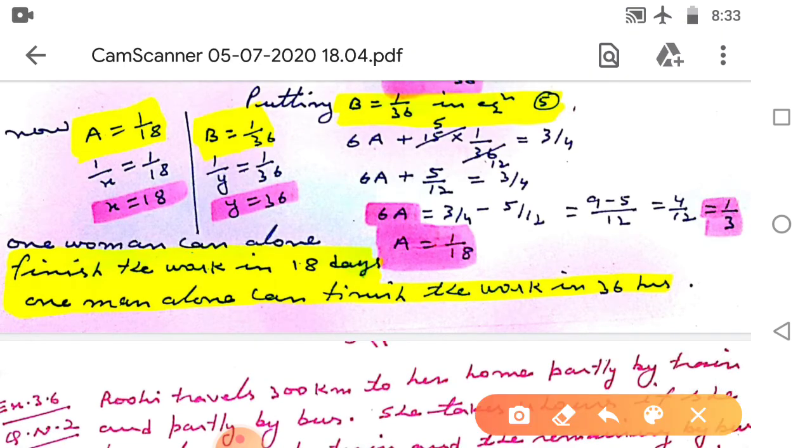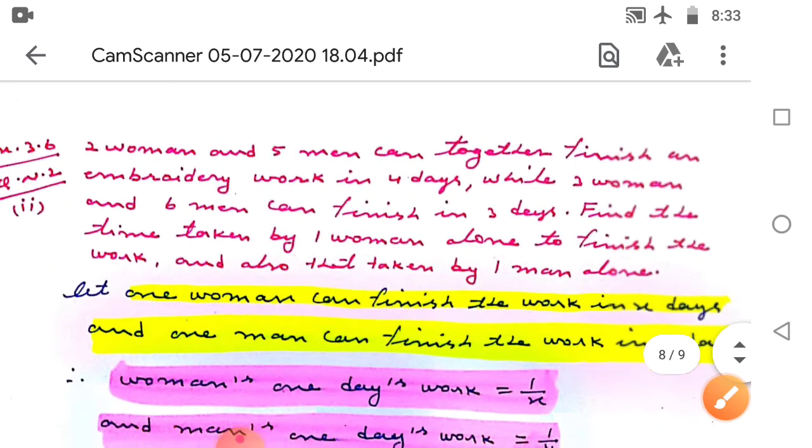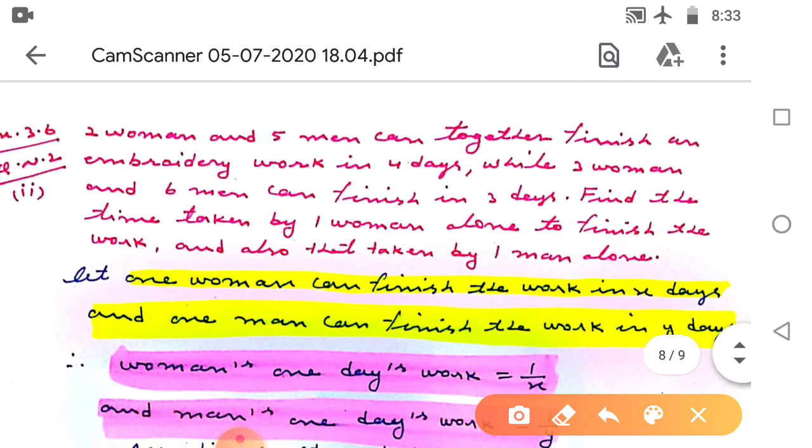One woman can alone finish the work in 18 days, and one man alone can finish the work in 36 days. Okay, once again just go through the question and look. Two women and five men can together finish an embroidery work in 4 days. Okay, two women and five men.